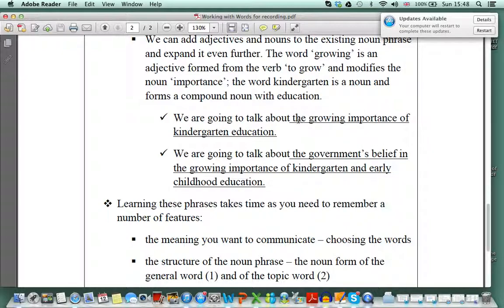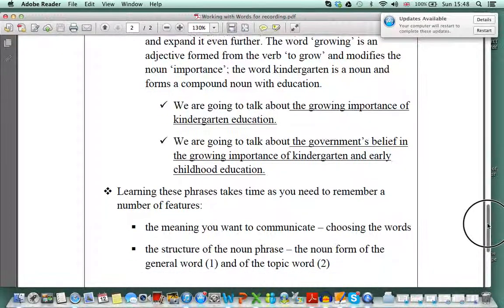We are going to talk about the growing importance of kindergarten education. We are going to talk about the government's belief in the growing importance of kindergarten and early childhood education. So you see, the phrase can be expanded quite considerably.